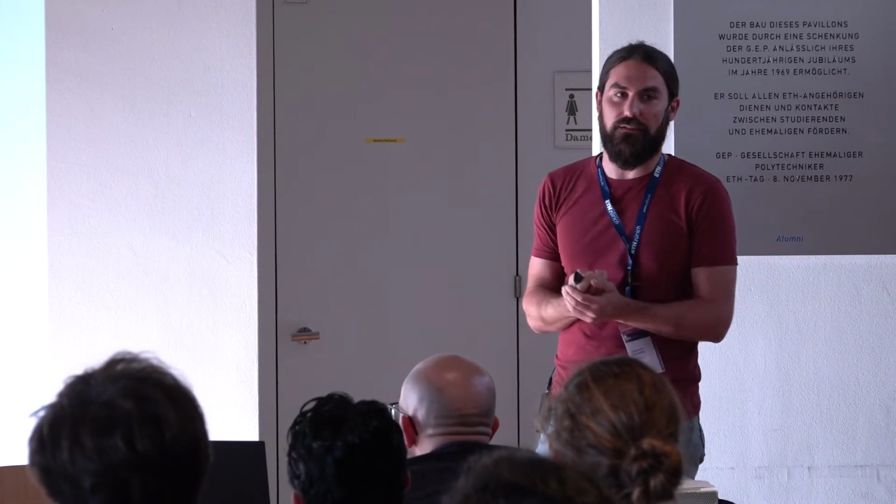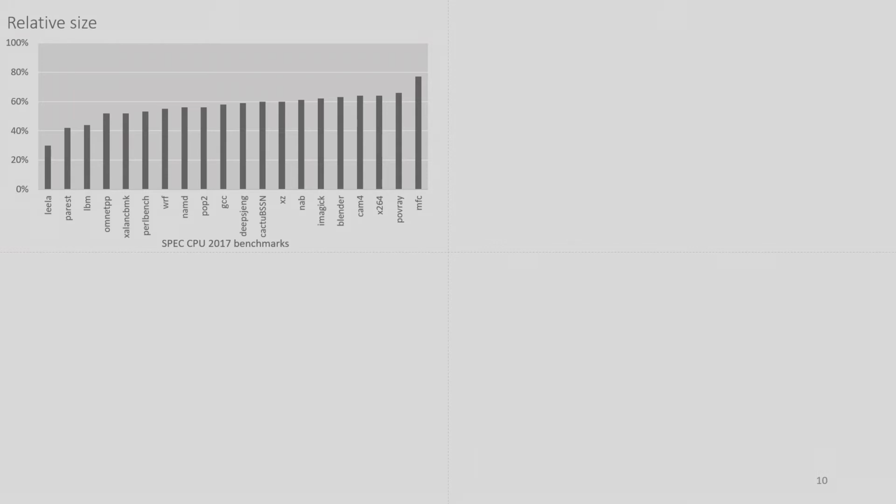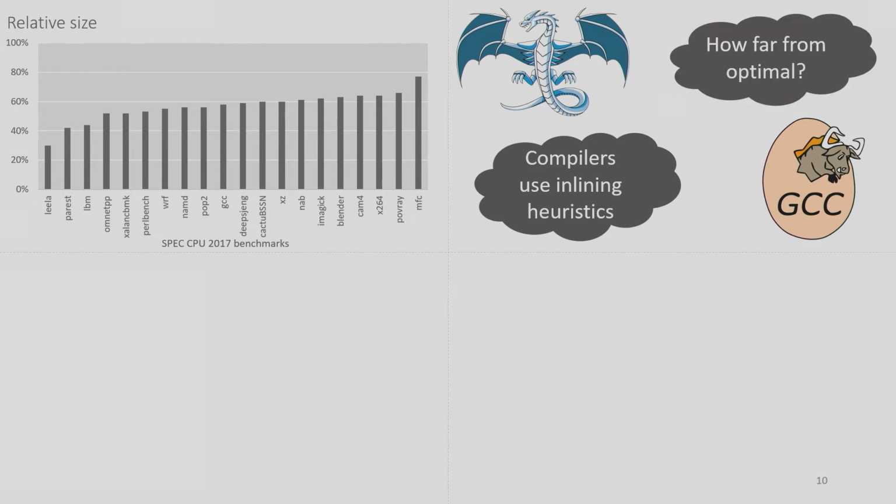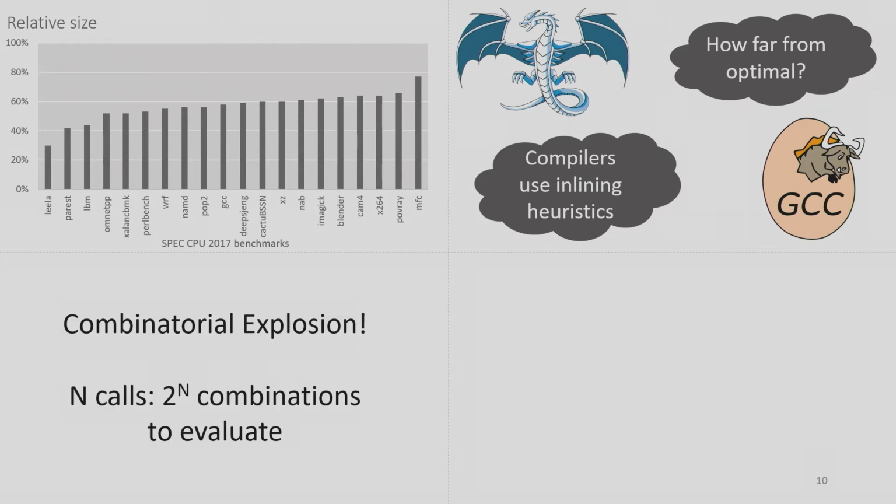So clearly, inlining is a very important transformation, and the way compilers decide what to inline is through these heuristics. And these are, again, heuristics tuned by engineers with a lot of magic constants that keep being updated as the compiler evolves. But the question that we try to answer is, how far are these from the optimal? And in this case, the optimal is the set of choices that lead to the smallest possible binary size. And the difficulty with answering this question is the very nature of the problem. So if we have a program with n calls, we have 2 to the n different combinations that we can try.